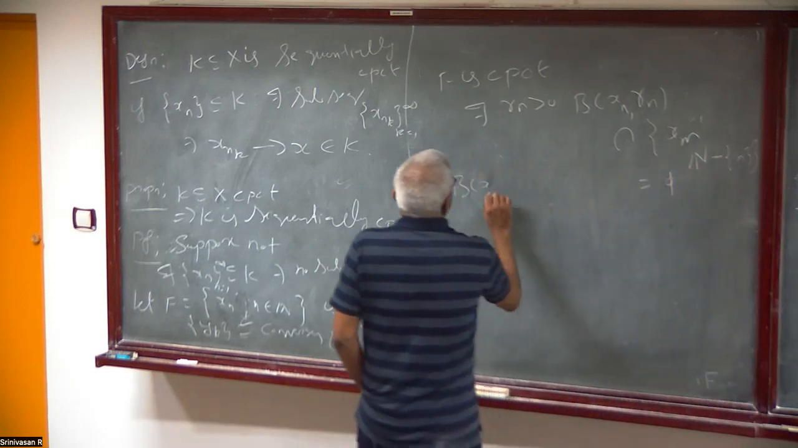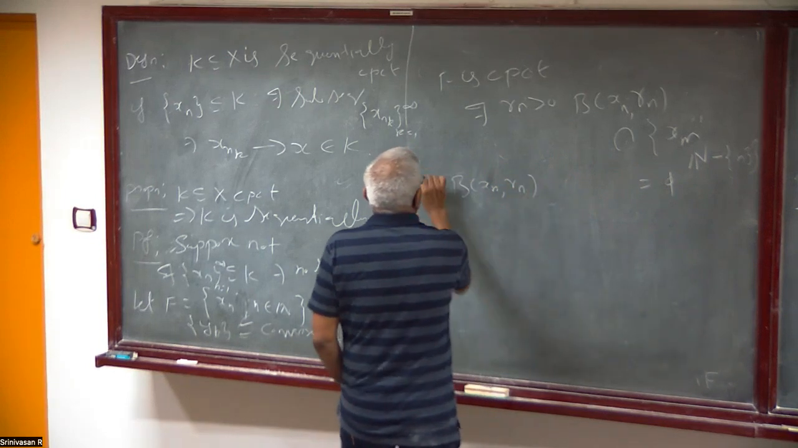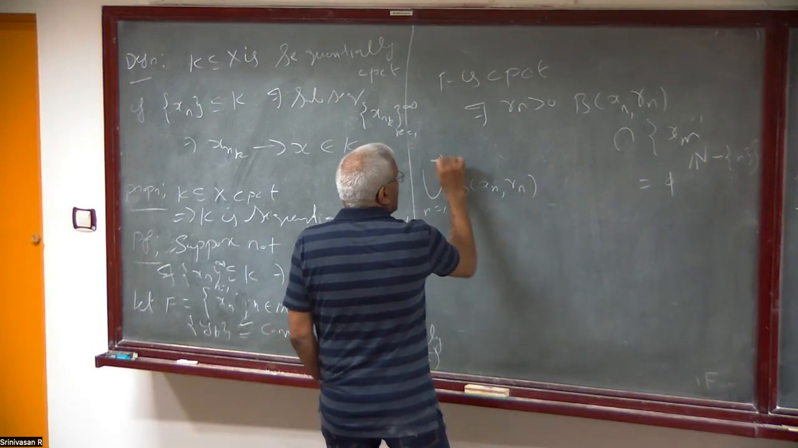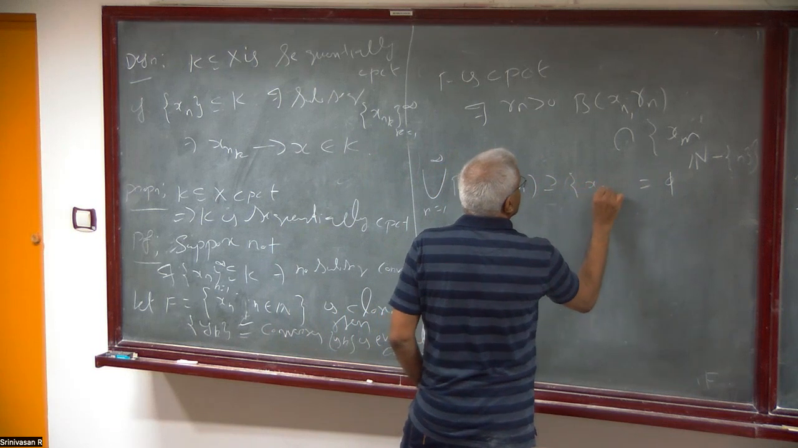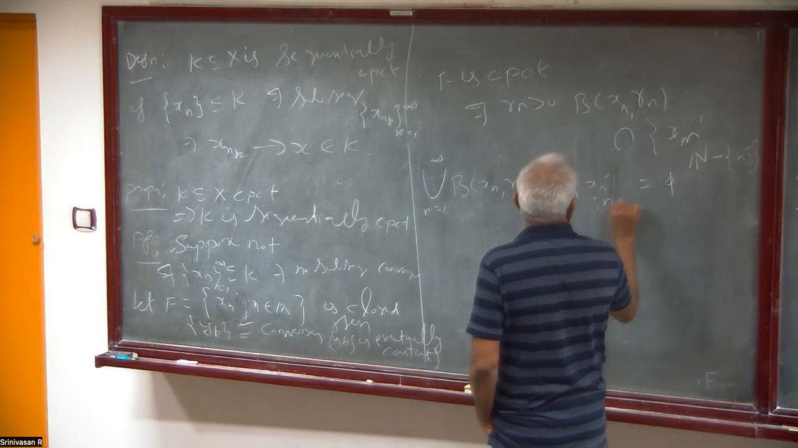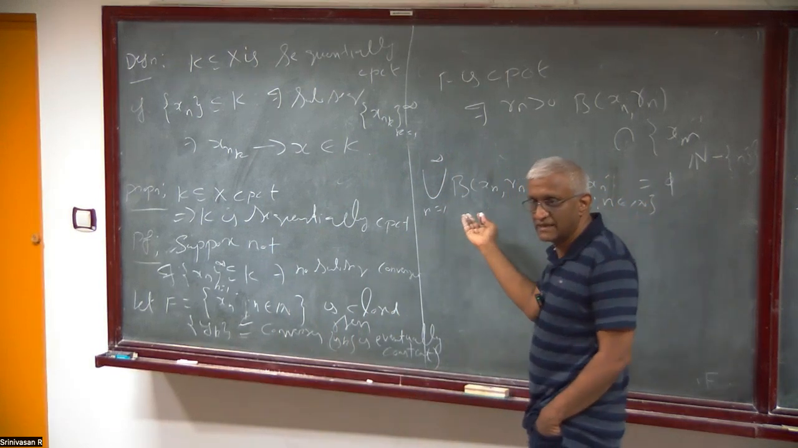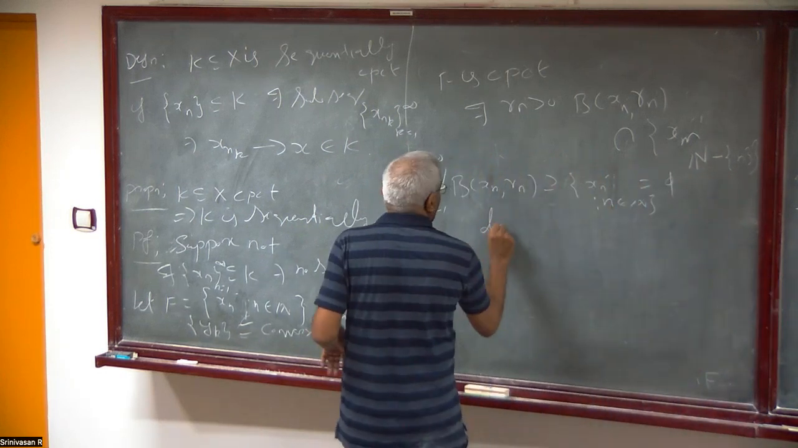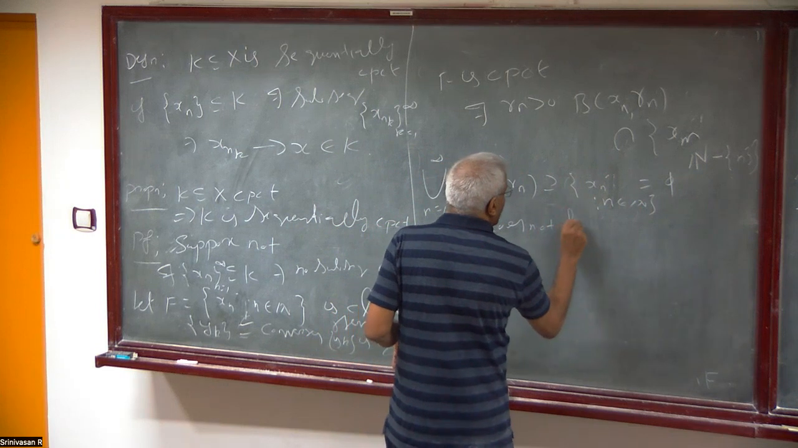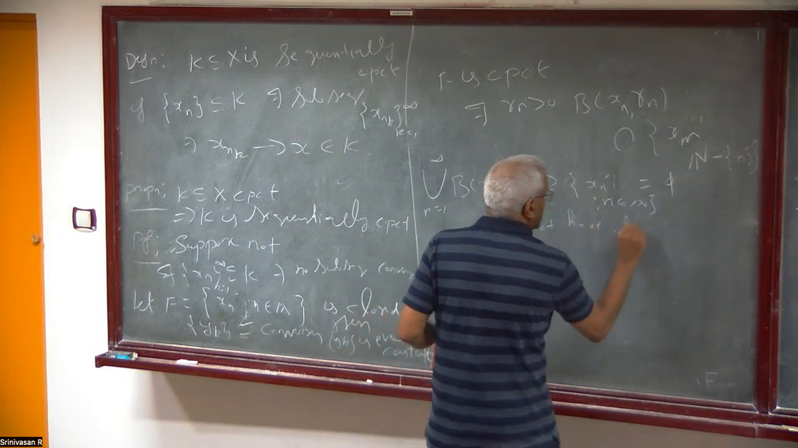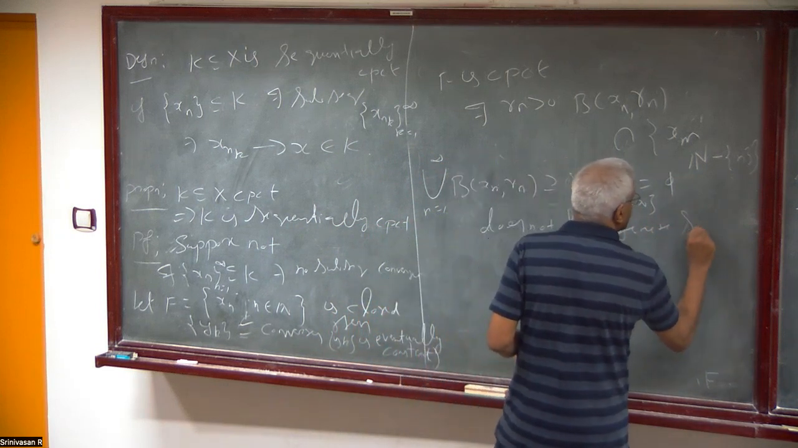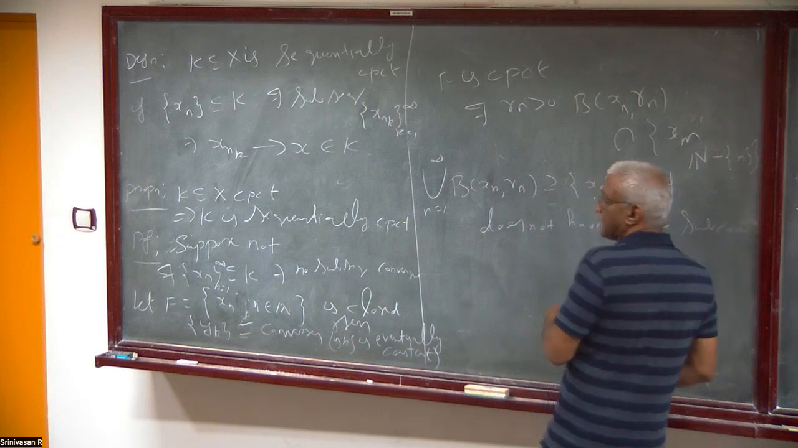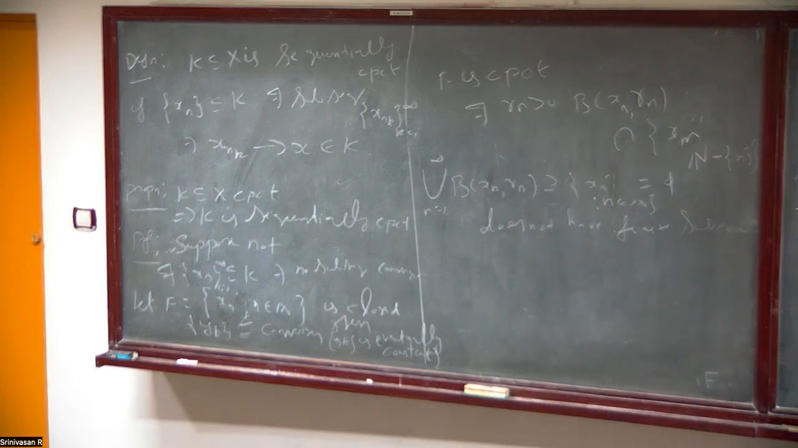So the union of the B(x_n, R_n) contains, of course, each x_n. But this is compact, and this union does not have a finite subcover. So contradiction. So it should be sequentially compact.